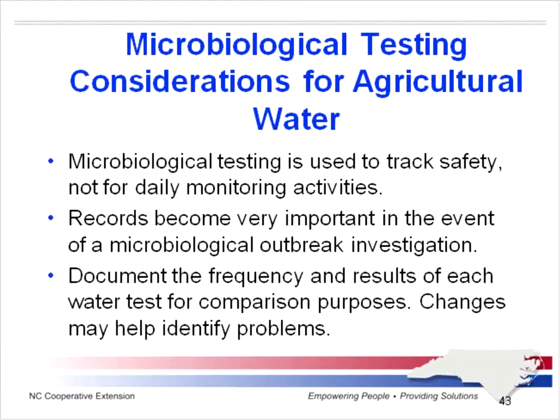Microbial testing is used to track the safety of the water, not really for daily monitoring activities. Records become a very important part of an outbreak investigation, and so they should be maintained as part of your food safety plan. Document the frequency and results of each water test for comparison purposes. What this really allows you to do is, over time, track changes in the water quality. So this helps you to identify potential sources of contamination.